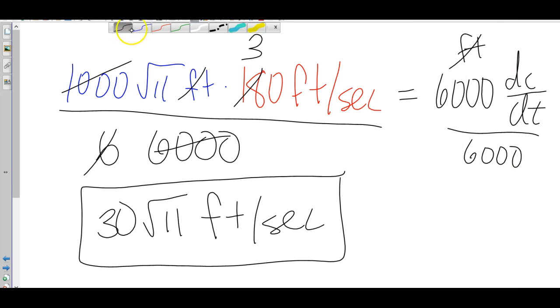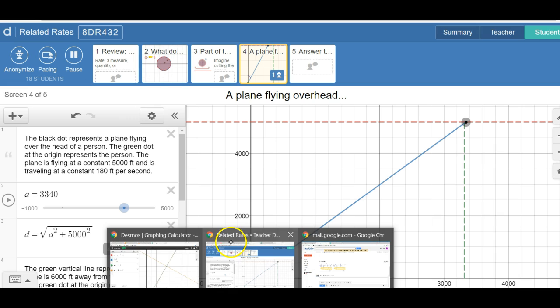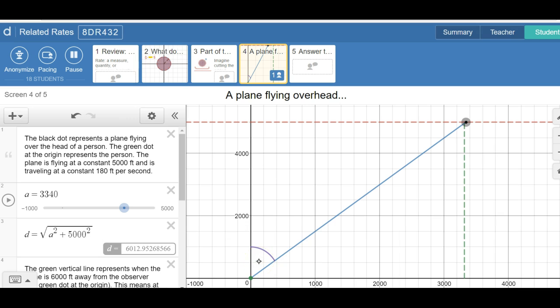What have we just found? For every second that passes, at this moment in time, as this thing's moving away, this snapshot, this blue line right here is growing at a rate of almost 100 feet every second. That's the interpretation: the diagonal distance between them is growing at almost 100 feet per second at that moment in time.